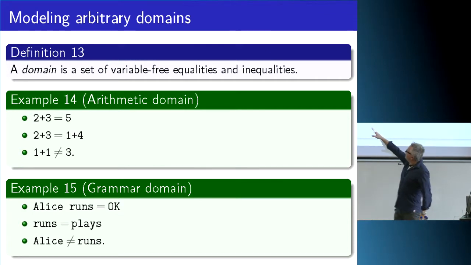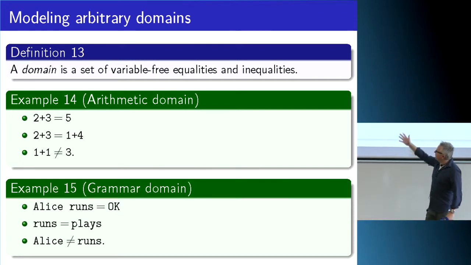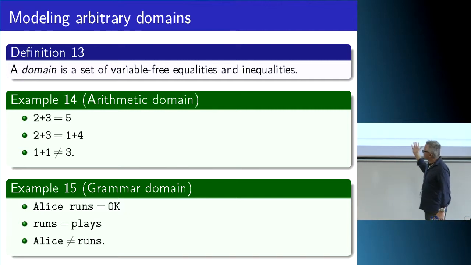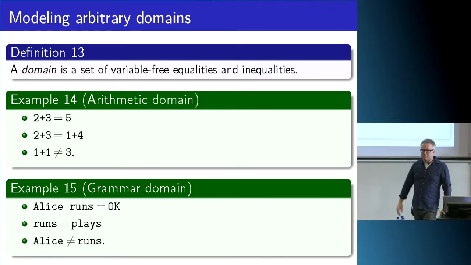So for example, in an arithmetic domain, we could have those 3 equalities and inequalities. 2 plus 3 equals 5 is true in that domain. 2 plus 3 equals 1 plus 4. 1 plus 1 is not equal to 3. So that domain looks very much like our own familiar arithmetic domain.